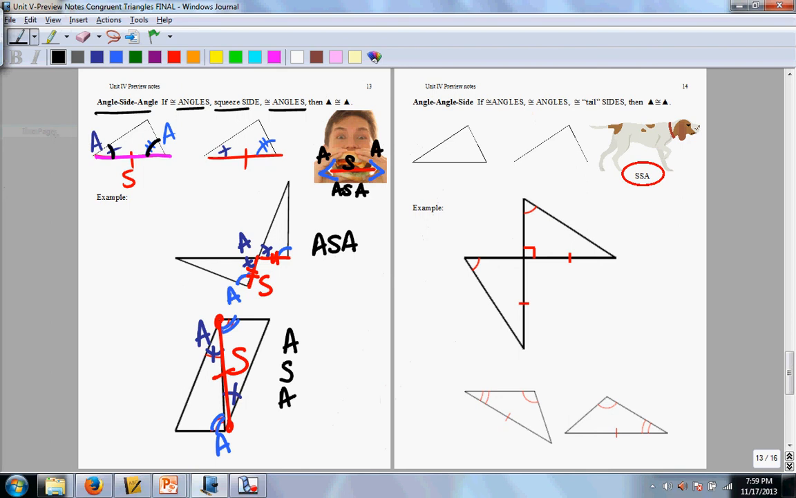Do not confuse this with angle-angle-side. This is our last one. These two get mixed up, so watch very, very carefully. This last one says if you have a pair of angles, so sweep, put an A. Then if you have another pair of angles, double sweep, put another A. Then if you have a set of sides connected to one pair of angles, sweep, put an S. This spells angle-angle-side. And that means the triangles are congruent.